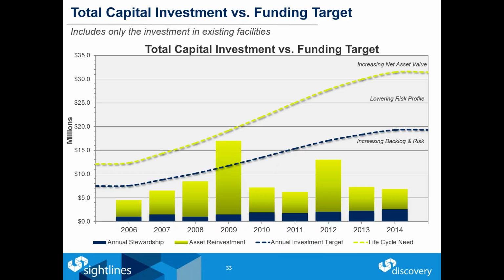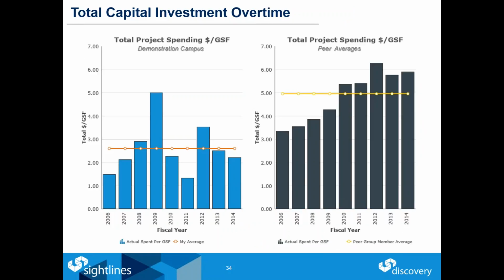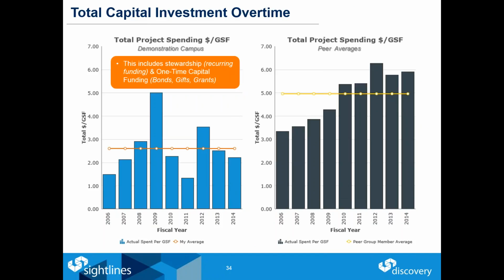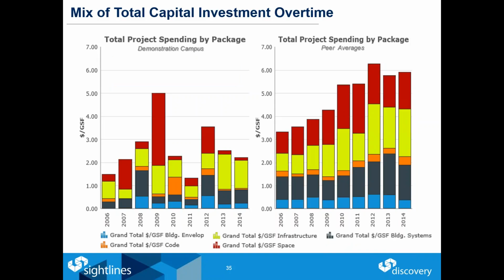So not only do we look at you over time, but we look at how that reinvestment rate over the years compares with institutions like you. In this case, the institution that we're talking about on the left side is underspending on average every year as compared to the peer group of institutions. But we don't really stop there. Not only is it about how much money you're spending, but it's about what you're spending it on. So we break it down by package. We're looking at breaking that down by envelope, infrastructure, building mechanicals, safety code, and space renewal.